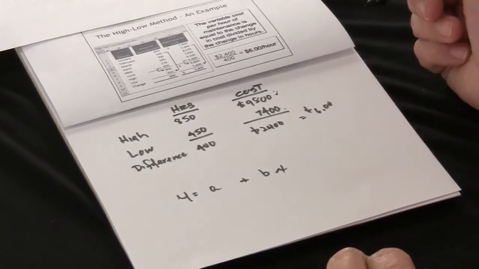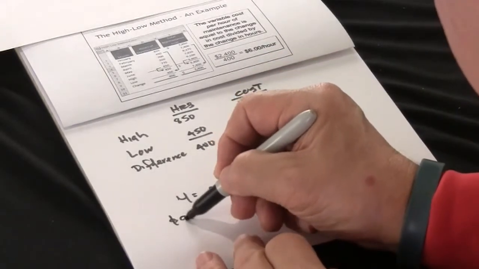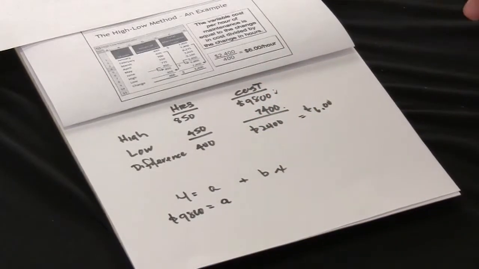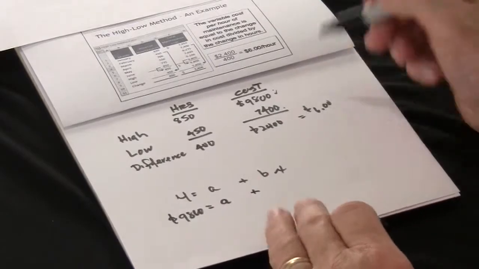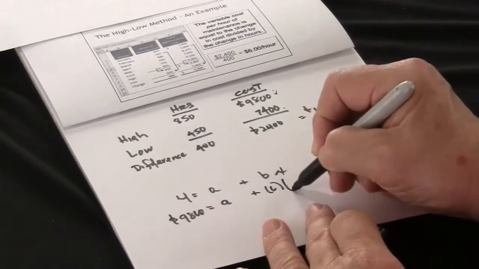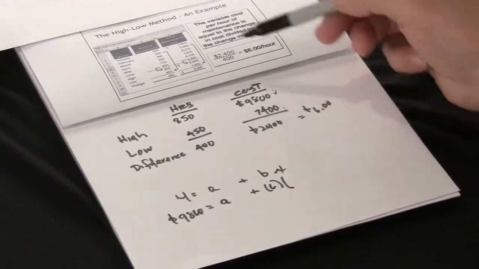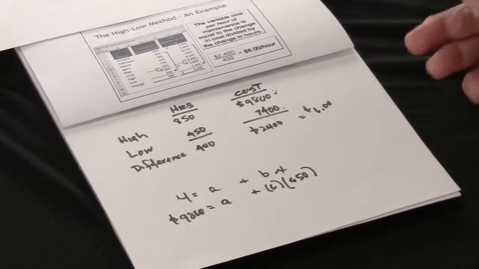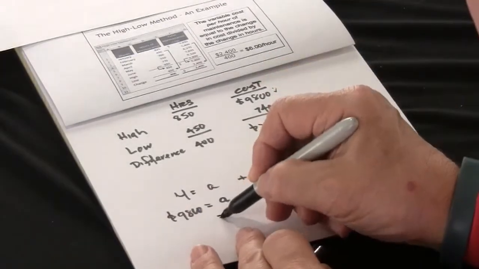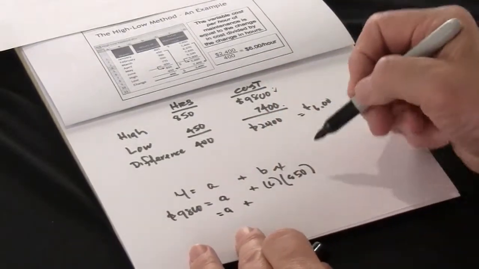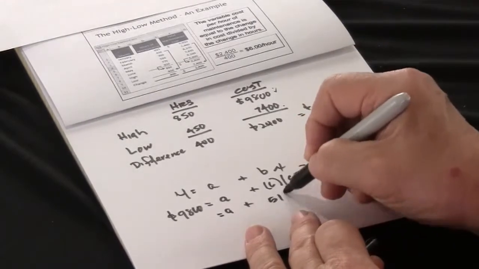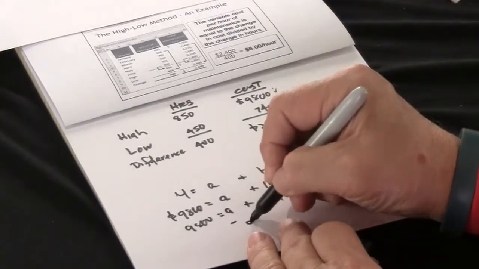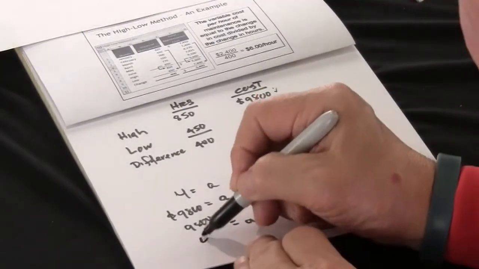So let's select 9,800. 9,800 is my total cost. I don't know what A, or the fixed cost component, is. I do, however, know that B equals $6. And I know the associated amount of hours worked was 850. Now solving for A, $6 times 850 is $5,100, equaling 9,800. Therefore, A is equal to $4,700.